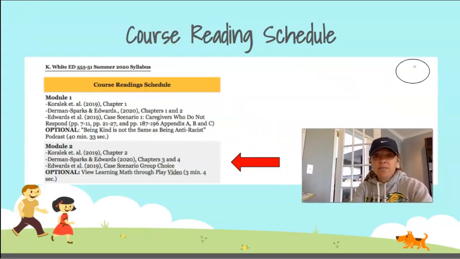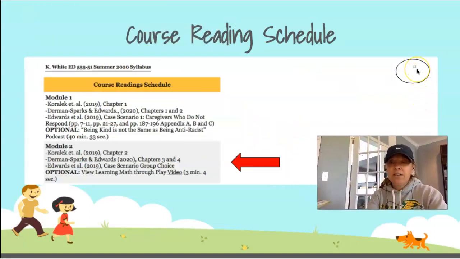The course reading schedule, I just want to point out, is in the syllabus on page 11. So you can see for Module 2, you're going to be reading Chapter 2 from our NACCE book, and you'll be reading Chapters 3 and 4 from the Anti-Bias Education book, and then whatever case scenario you chose to read with your particular group. So that adds up to 1, 2, 3, 4 separate entries. If that doesn't make sense, let me know, and I'll be happy to help you out with that.